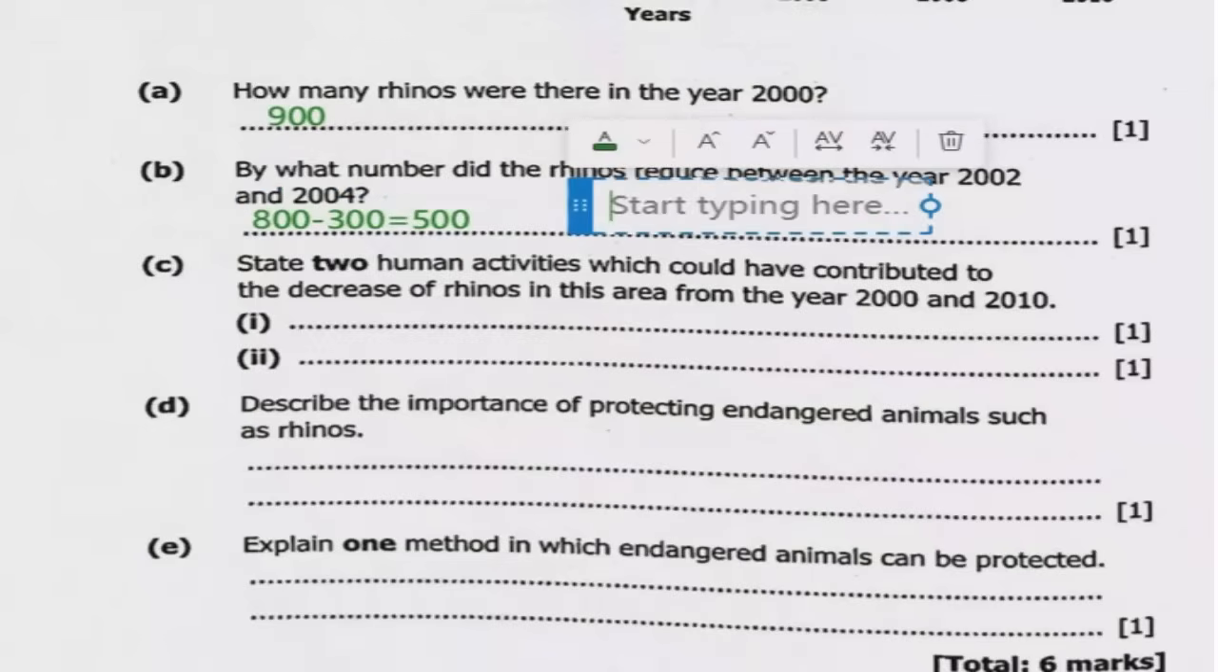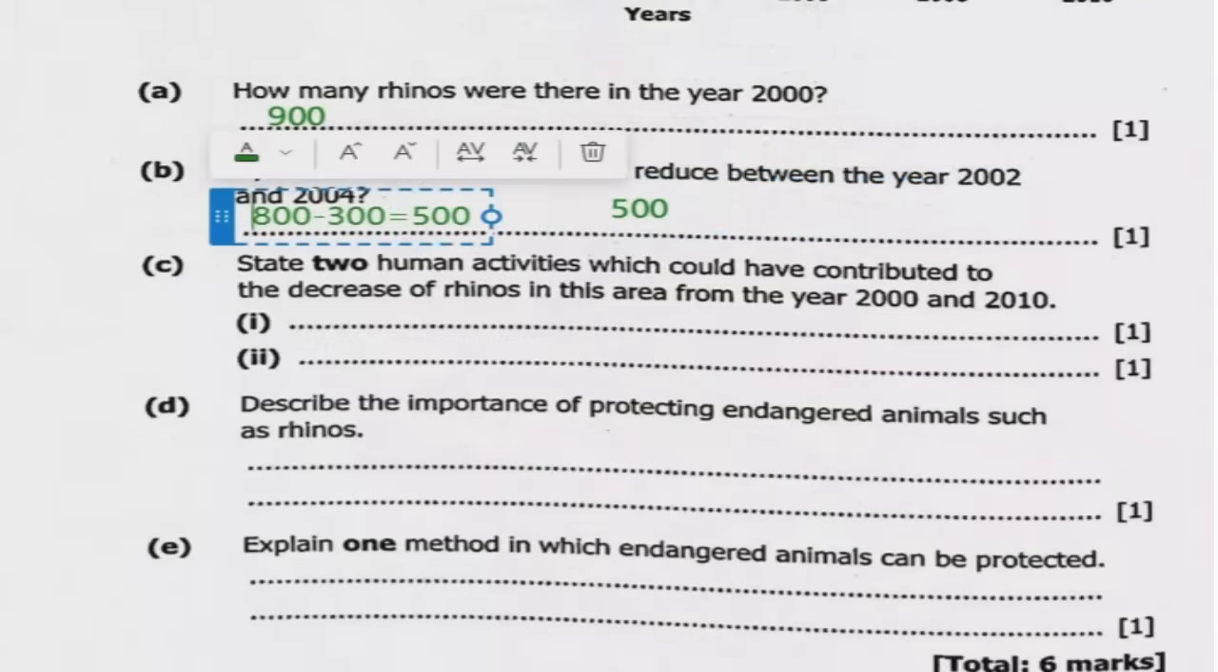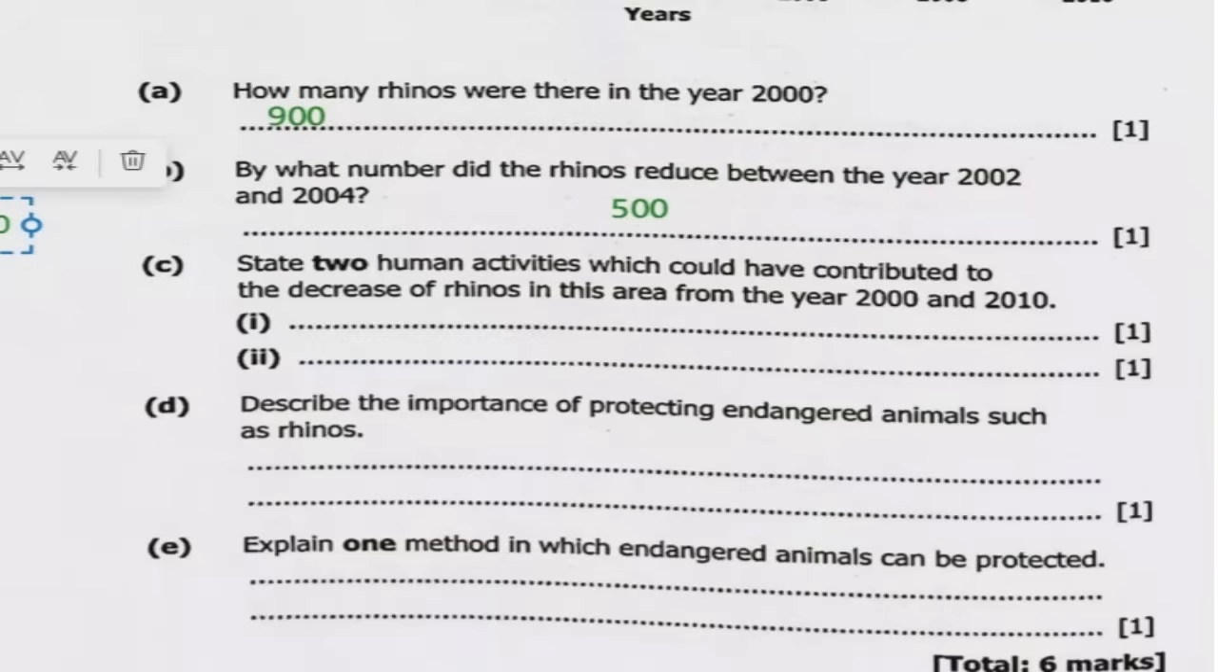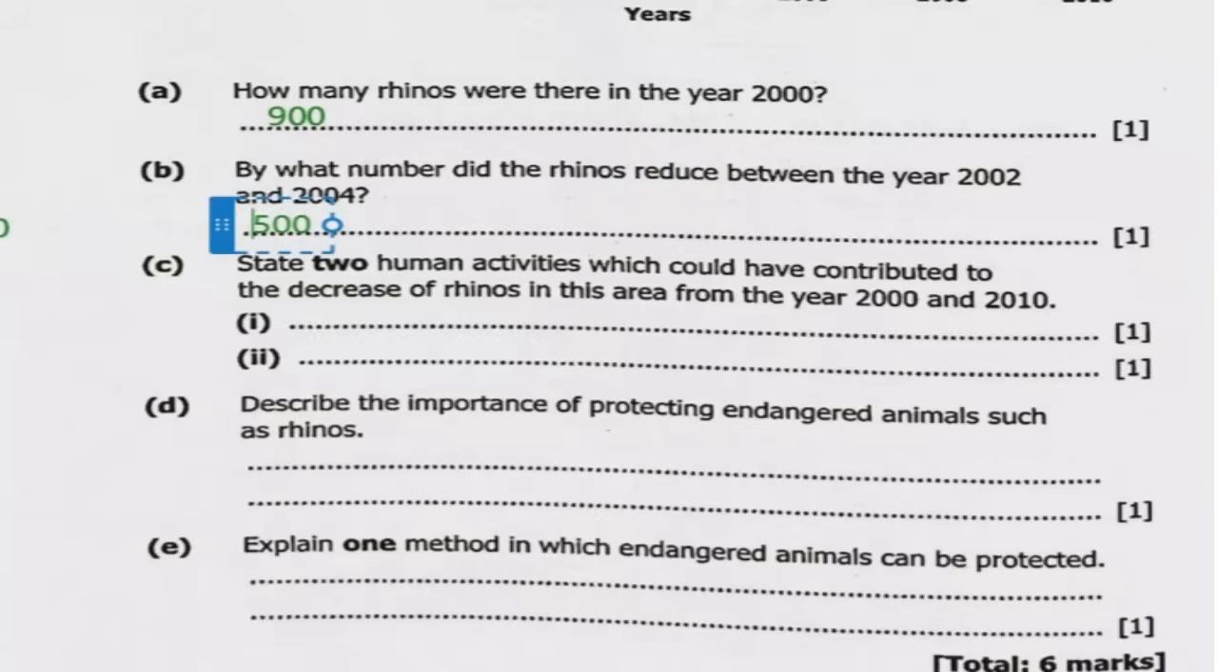You can say 500. This working I've shown here cannot even be in the blank spaces. You can do your calculation somewhere else. They're just asking us the number, the difference. By what number did the rhinos reduce between the year 2002 and 2004? So we can say by 500, that is the number they reduced, the difference of 500.